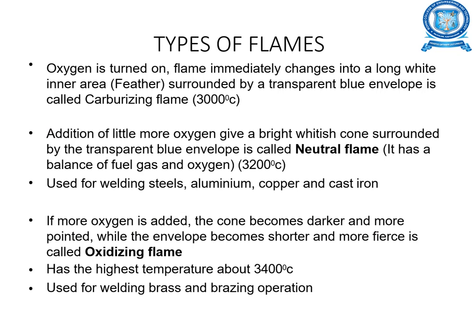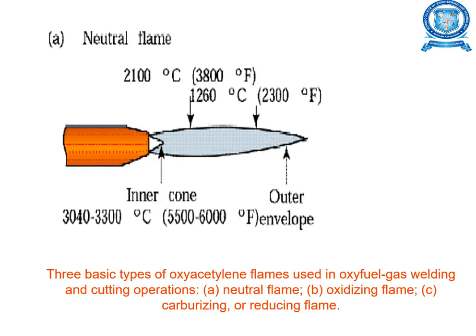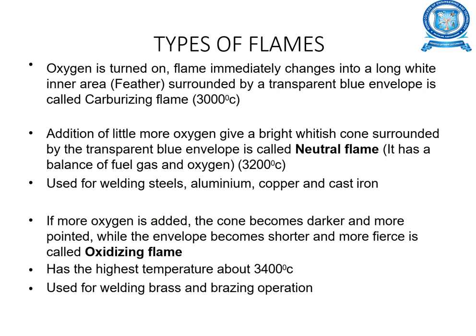Addition of a little more oxygen would give a bright whitish cone surrounded by a transparent blue envelope, and this is called a neutral flame. You have the temperatures mentioned here, and it has a balance of fuel gas and oxygen. The temperature is around 3200 degrees Celsius, and it is used for welding steels, aluminum, copper, and cast iron.